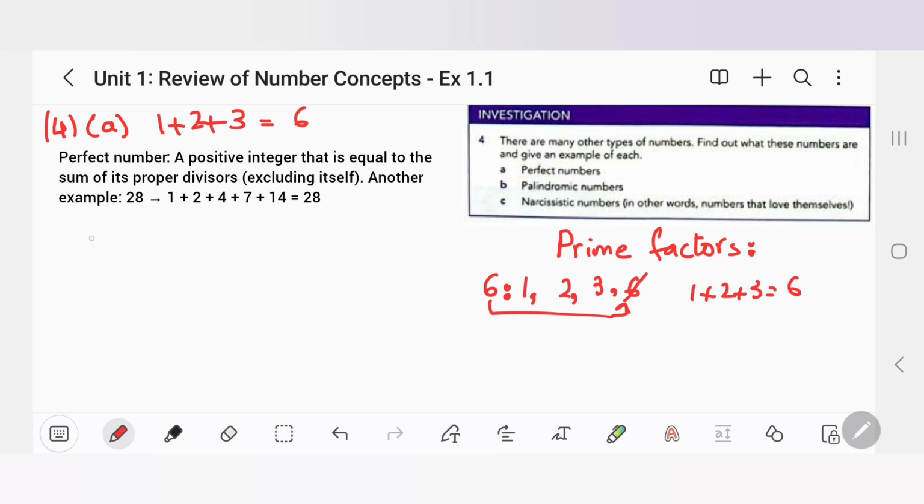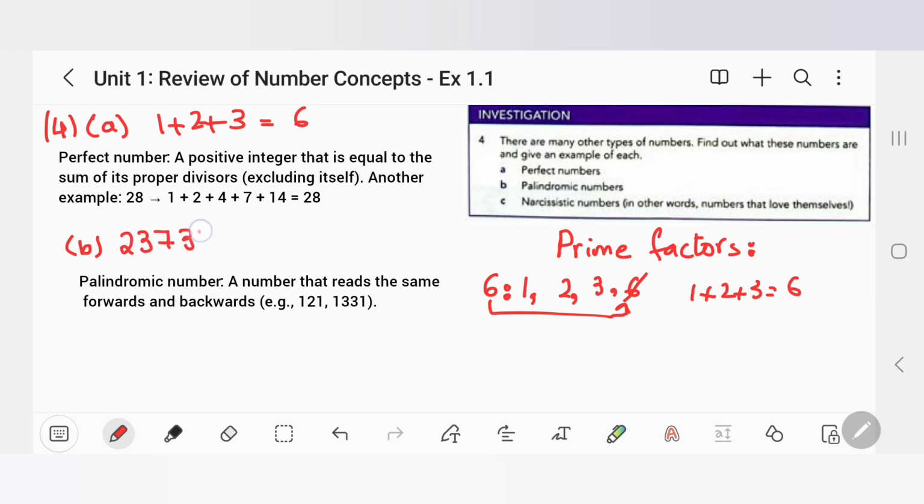Okay, then they are asking B, what are the palindromic numbers? These numbers are actually the symmetrical numbers. For example, you have learned many words that when you reverse them, they stay the same. Similarly, in numbers also, you have some numbers that when you reverse them, they still remain the same. For example, I take 2, 3, 7, 3, 2, and if I start writing from the last digit, I still get the same thing: 2, 3, 7, 3, 2. So these are called the palindromic numbers.